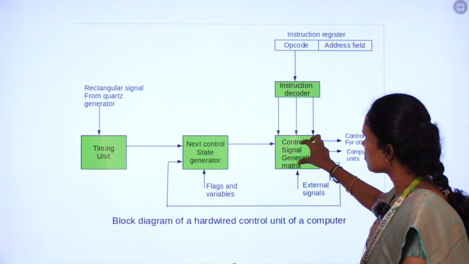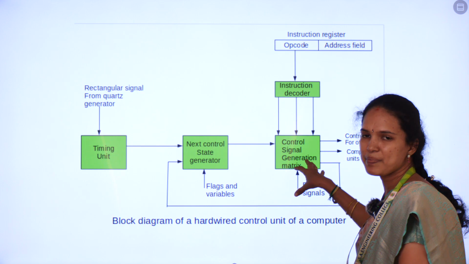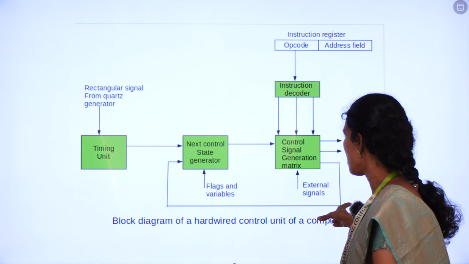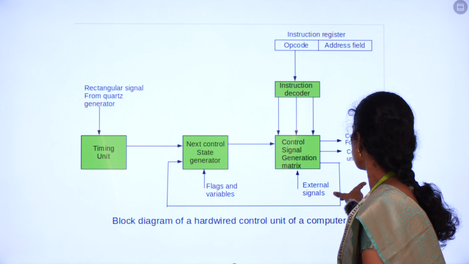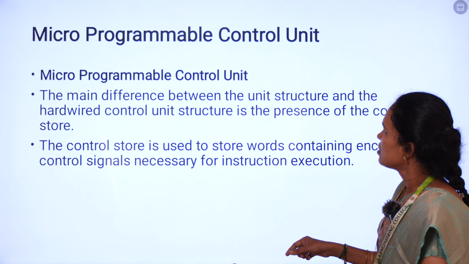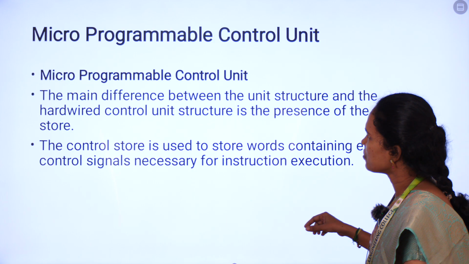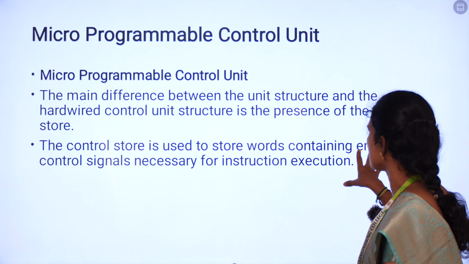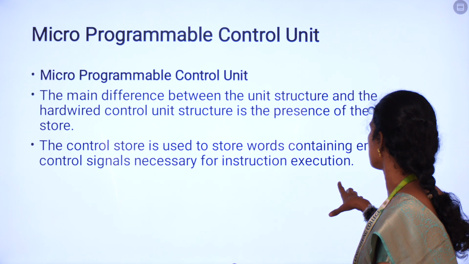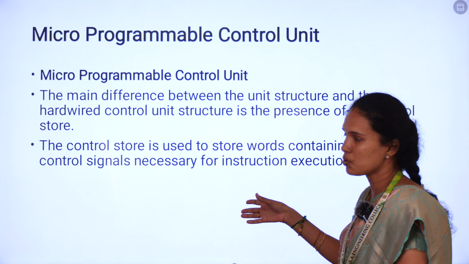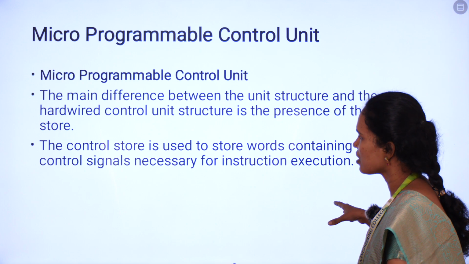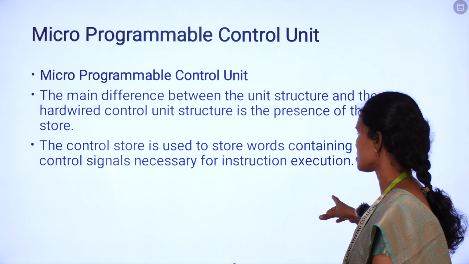After that we need to decode that particular instruction, then some operation will be performed. So this is a basic diagram of a hardware control unit of a computer. Next, the microprogrammable control unit. Here, as I told already, the main difference between this structure and the hardware control unit structure is the presence of the control store. The control store is used to store the words containing encoded control signals necessary for instruction execution.